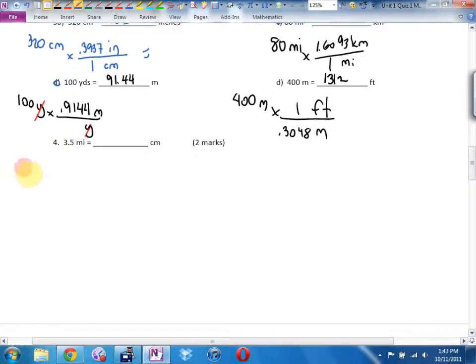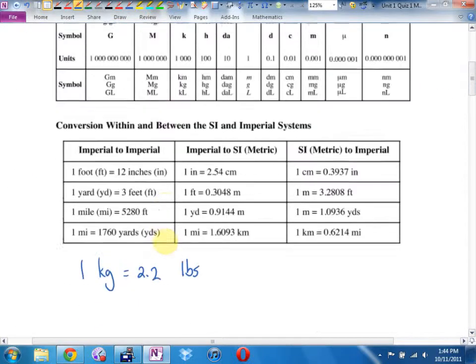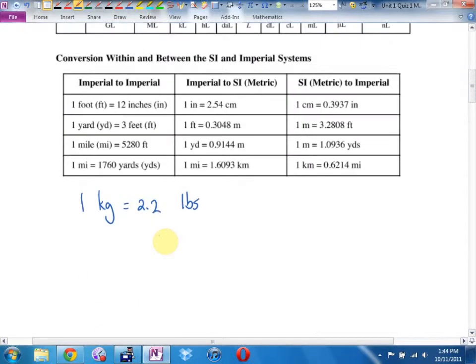3.5 miles. I want to end up in centimeters. Do I have a miles to centimeters conversion? No. What do I have? Do I have miles to feet? Oh, so Jordan has spotted the shortest way. I can go from miles to feet, from feet to inches, and then from inches to centimeters. Going to be a 3-step chain. Not that much work.